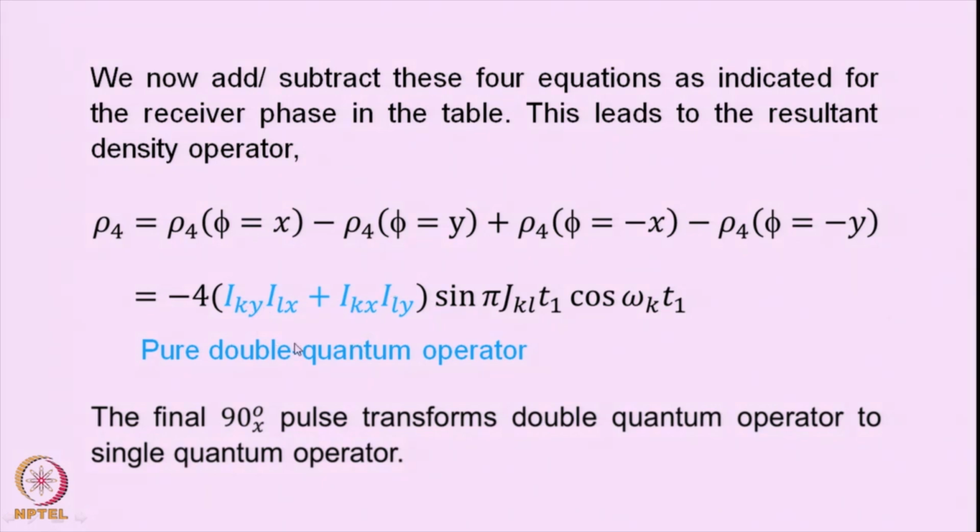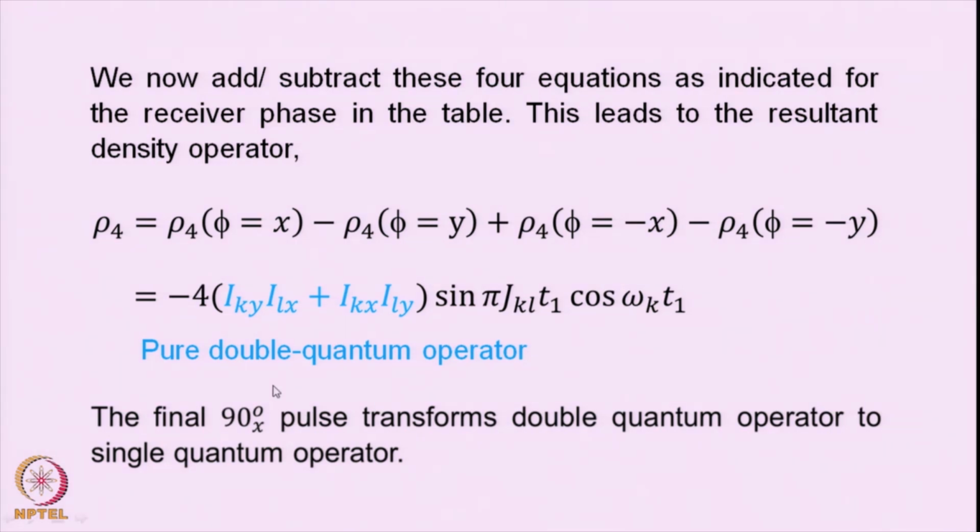Now, a double quantum operator is not observable, right. Therefore, in order to observe this, we apply the third 90-degree pulse. The final 90-degree pulse transforms the double quantum operator to a single quantum operator, because it is only the single quantum which we can detect, which leads to observable magnetization.